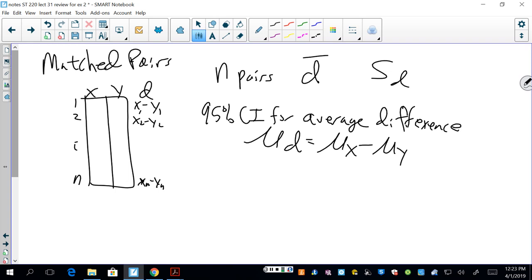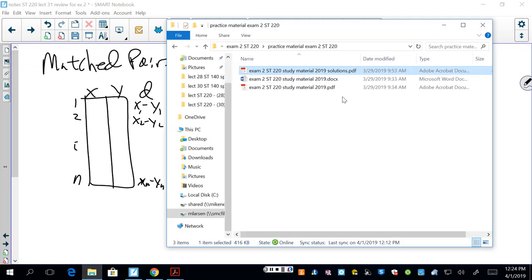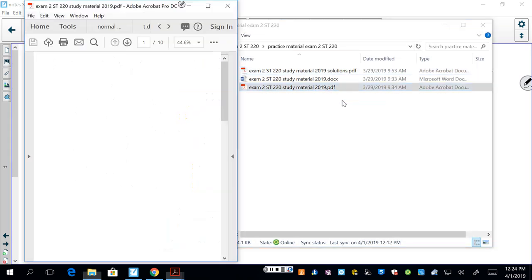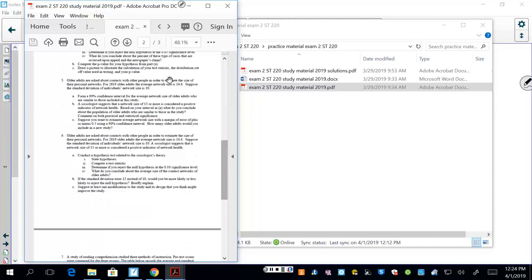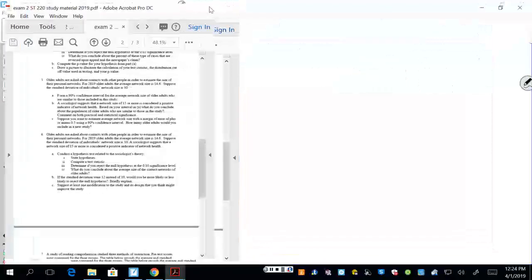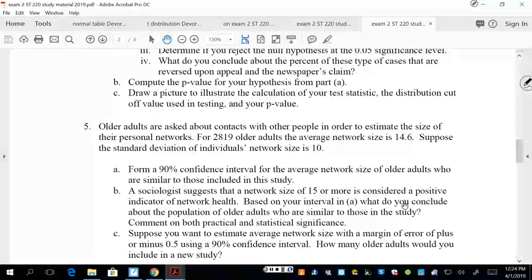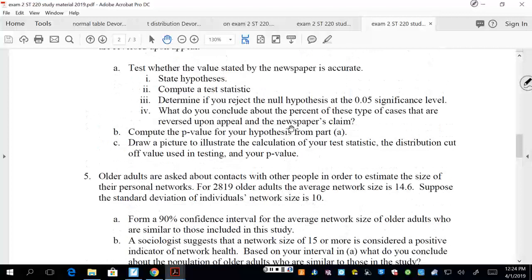Oh, the last one in the study problems was described as a pair. So these are the study questions. The last one that's in there, let me just make it bigger. Where is that? There it is.